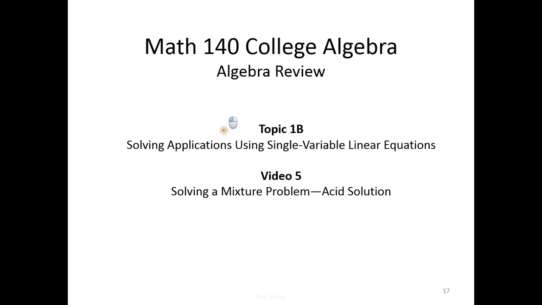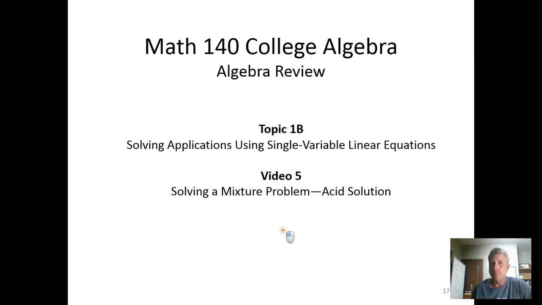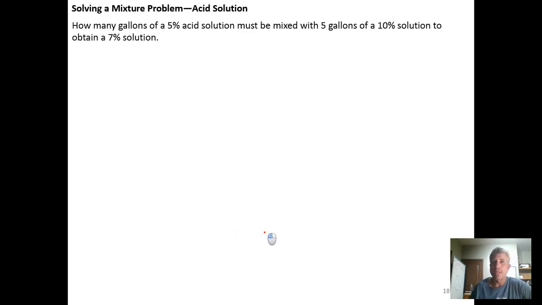So in this video, we're going to look at another classic mixture problem, this time where we're mixing acids of different percent strengths to come up with an acid mixture that has the strength that we wish. So here it says how many gallons of 5% acid solution must be mixed with 5 gallons of a 10% solution to obtain a 7% solution. So again, we're working with 3 different solutions here.